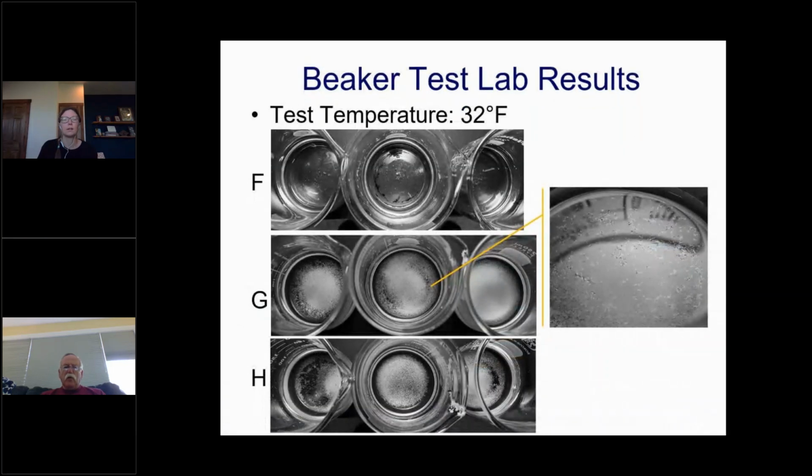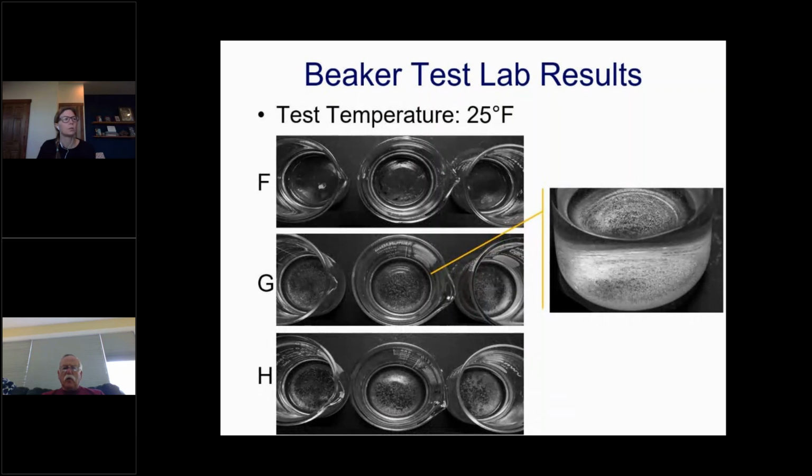So what did this look like? One of the great outcomes of this was Neil was able to take a lot of wonderful pictures. So we have a lot of photo evidence essentially to show along with this. So what we see here is at test temperature 32 degrees, and you can just see what this looked like in some of these beakers. I'm going to scroll through these fairly quickly, but the detailed lab results again can be found in the final report.